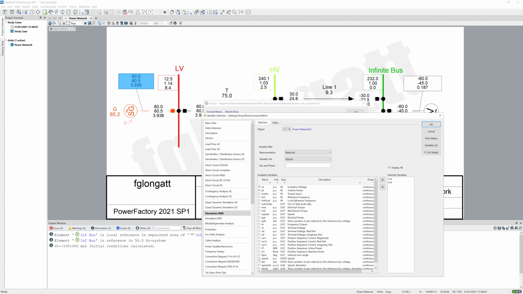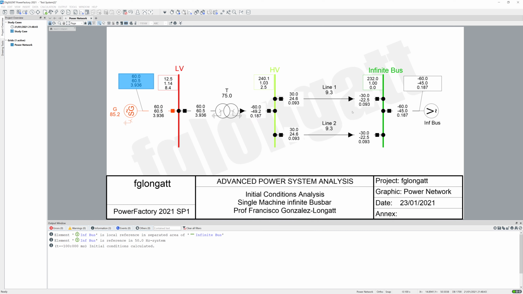But here, for instance, we can see the speed. This is a state of this machine. We can see here phi, the rotor position of the d-axis, referred to the bus voltage. And also, okay, let's select those ones. I almost forgot.